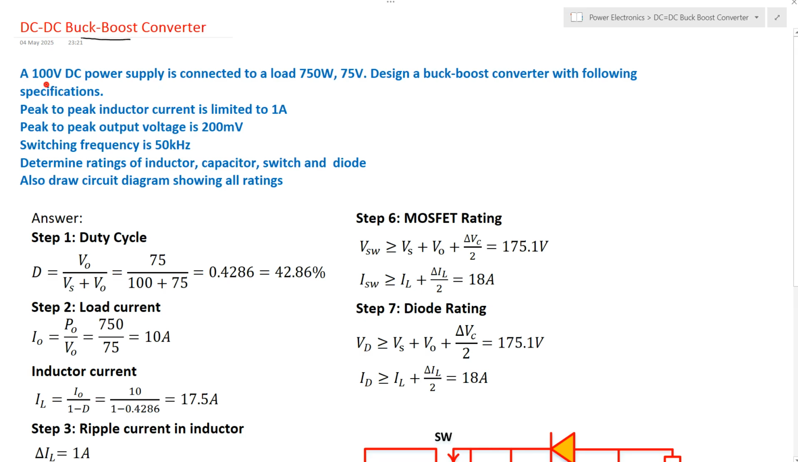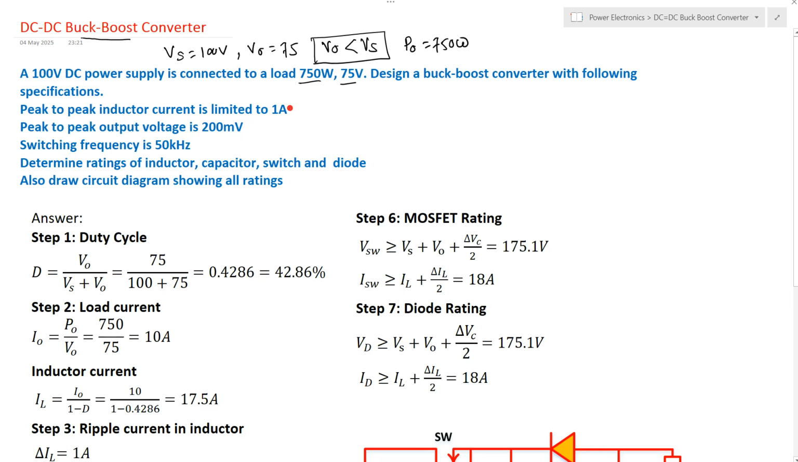So here a 100 volt DC power supply, meaning the source voltage is 100 volt, is connected to a load of 750 watt, 75 volt, meaning the output voltage is 75 volt. So keep in mind here V0 is less than Vs, so obviously it is going to do the buck operation, but we have to design the buck boost converter over here. Okay, so keep in mind, the output power requirement is 750 watt. So what are the specifications given?